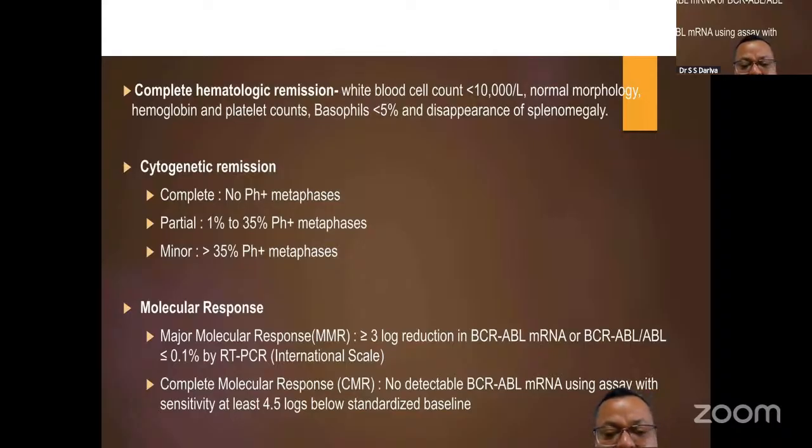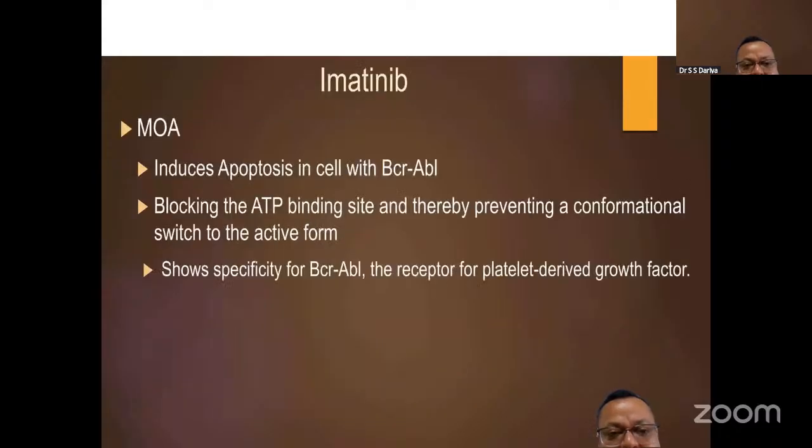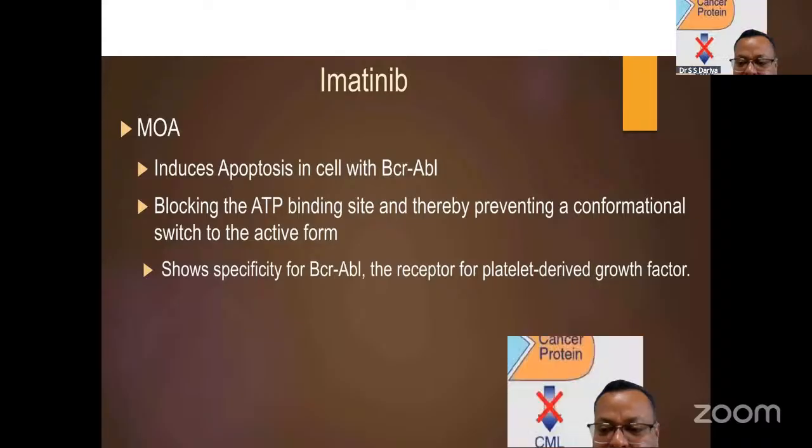So these are the remission indicators by which we can see whether the patient is going into remission or into relapse. Now come to a few points about drugs like imatinib. Its mechanism of action is inducing apoptosis in cells with BCR-ABL, and it also blocks the ATP binding sites, preventing a conformational switch to the active form. It is specific for BCR-ABL and the receptor for platelet-derived growth factor, PDGF.